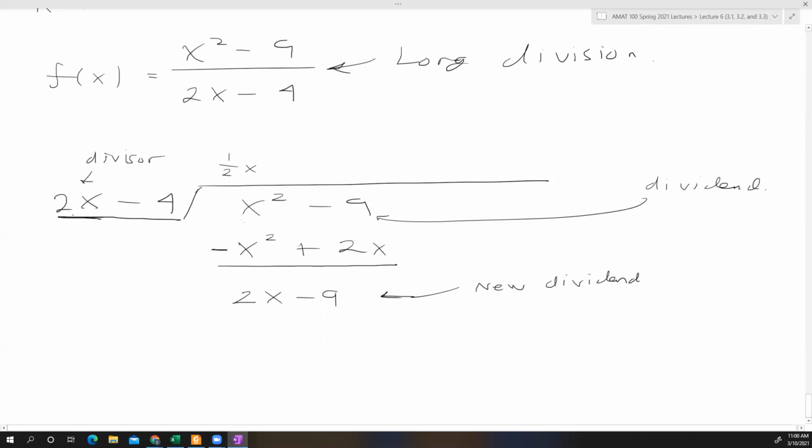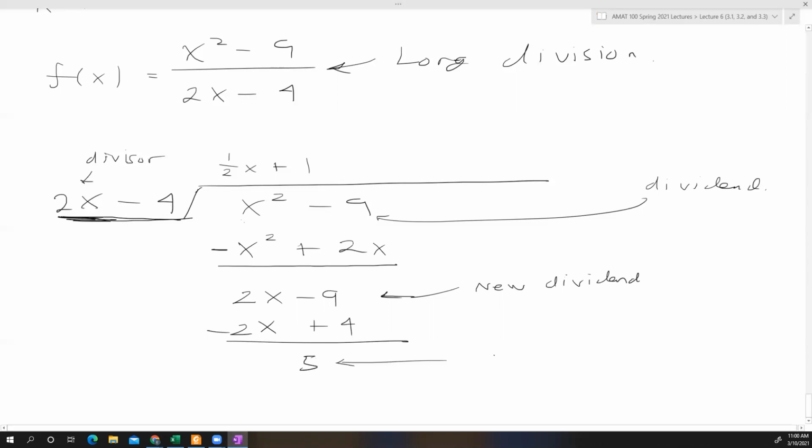So you have to ask yourself, what number do I need to multiply this by so that the leading coefficient matches the leading coefficient of the new dividend? Well, it's simple. It's 1. So you multiply by 1. Then you multiply 1 by the divisor and subtract it from the new dividend. So you get 1 times 2x minus 4, which is just 2x minus 4, and then I negate it. So you get minus 2x plus 4. And then when you add these together, you get 5.